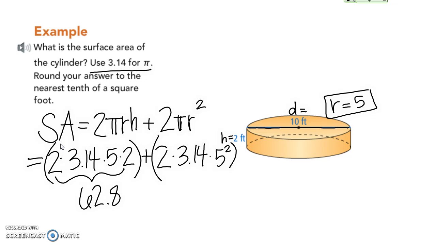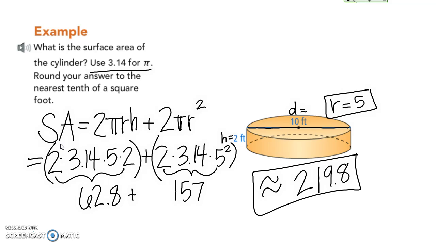Okay, so I just did all that in the calculator. Plus 2 times 3.14 times, what's 5 squared? 25. And that gives me 157. Last step, add them together. 62.8 plus 157. They told me to round to the nearest 10, but I don't actually need to. It's just 219.8. Remember, with surface area, it is feet squared. Square feet. And that's how that formula works.